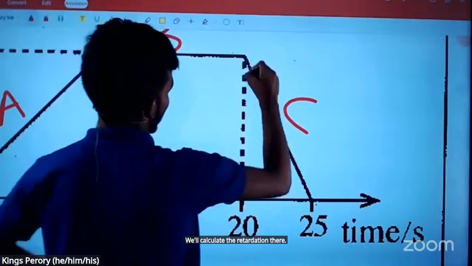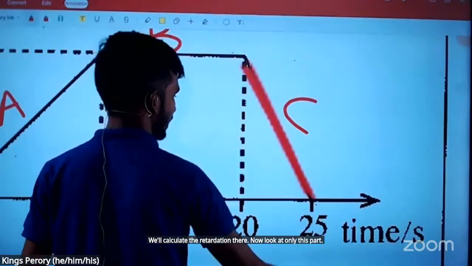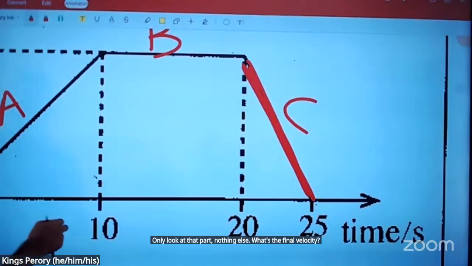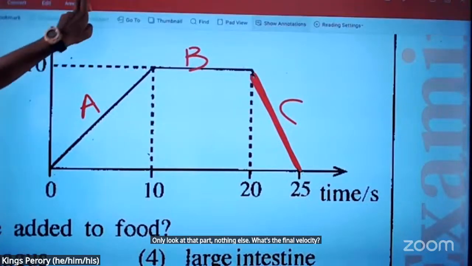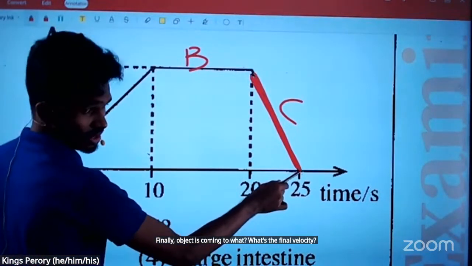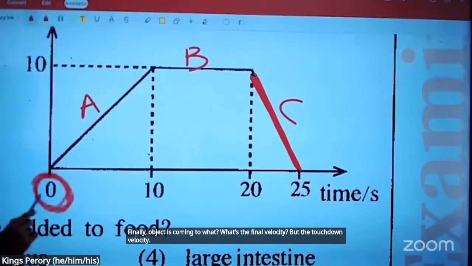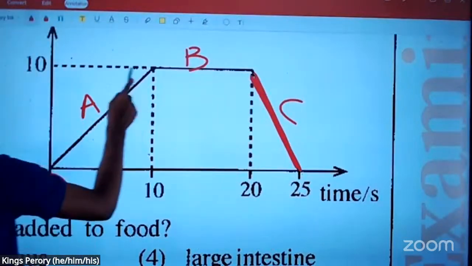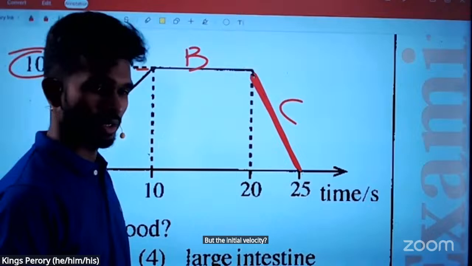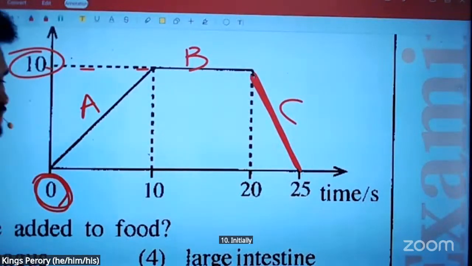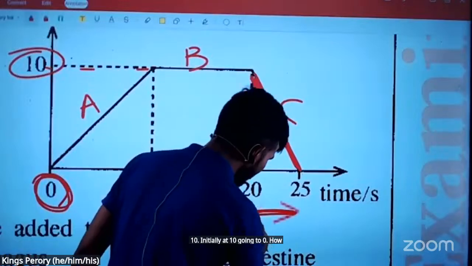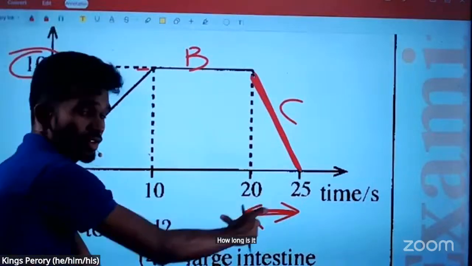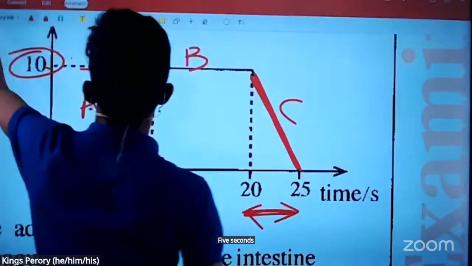Now look at only this part, nothing else. What's the final velocity? Finally, the object is coming to what? The touchdown velocity is 0. What's the initial velocity? Initially 10, going to 0. How long is it taking for only the C part of the motion? 5 seconds.